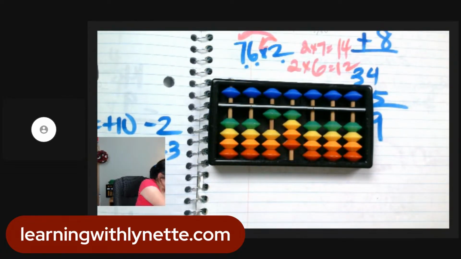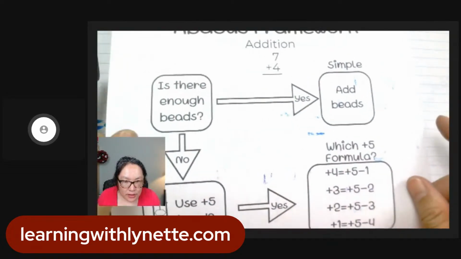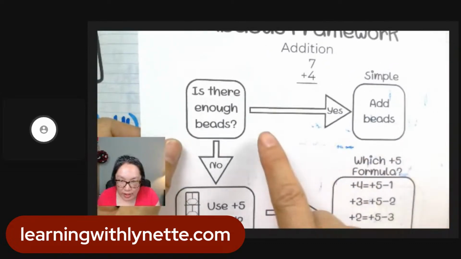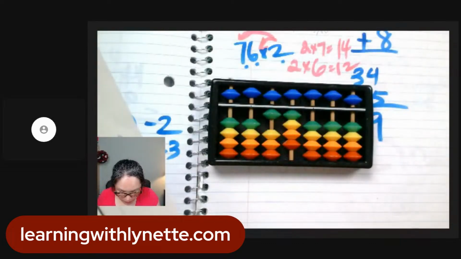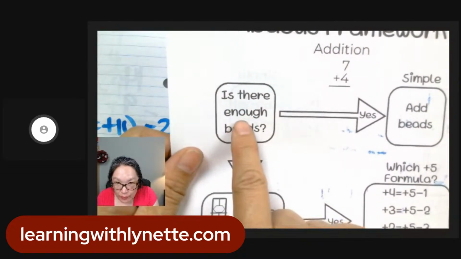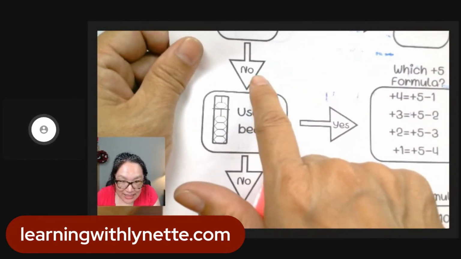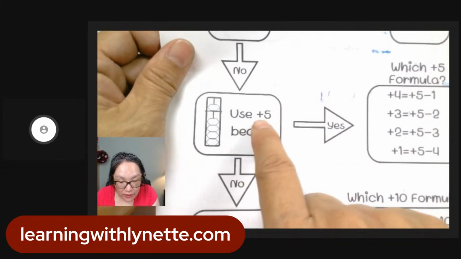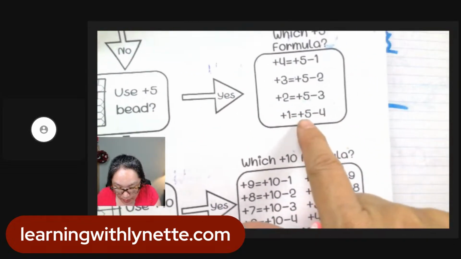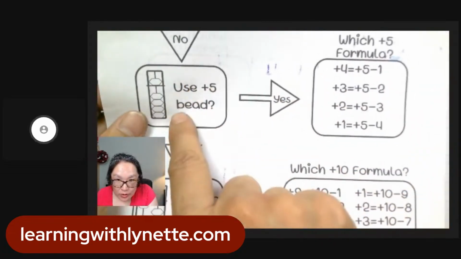Here it is. So this is what we would do, right? What we do is we check to see if we have enough beads. What are we doing? We're adding the one. So is there enough beads? Yes or no? No. So then we go down here. The next thing we need to do is, can we add the 5? Yes, we can use the 5. That's when we do this one. Plus the 5 minus the 4. So this is the checklist that I would go through in my head.